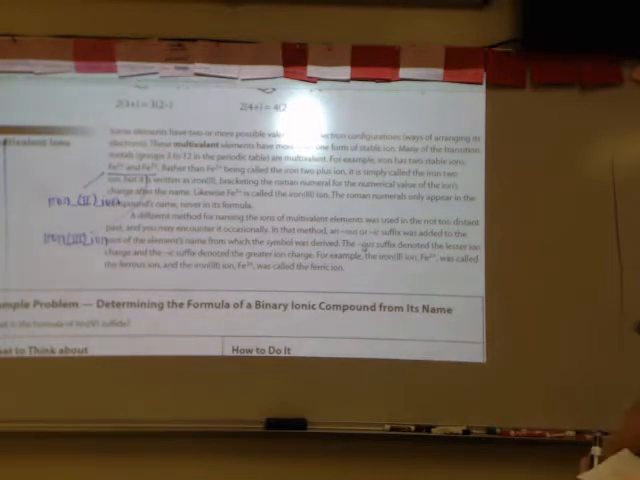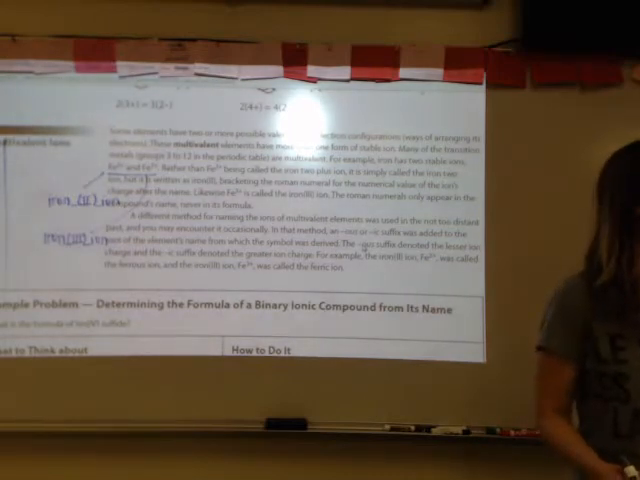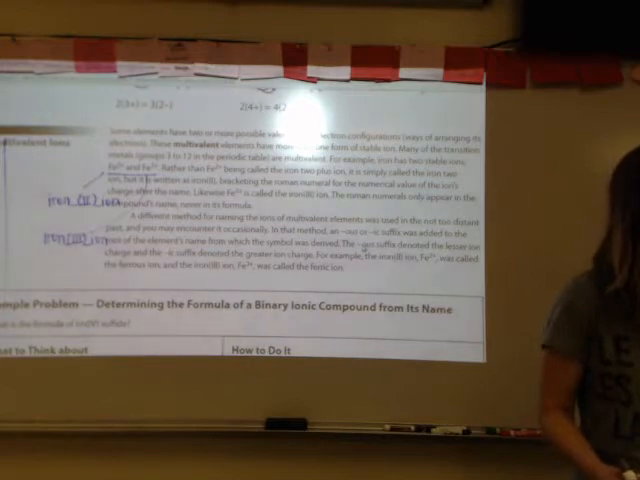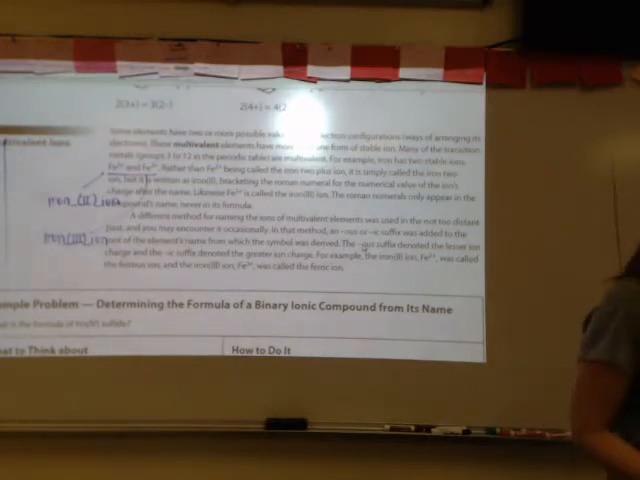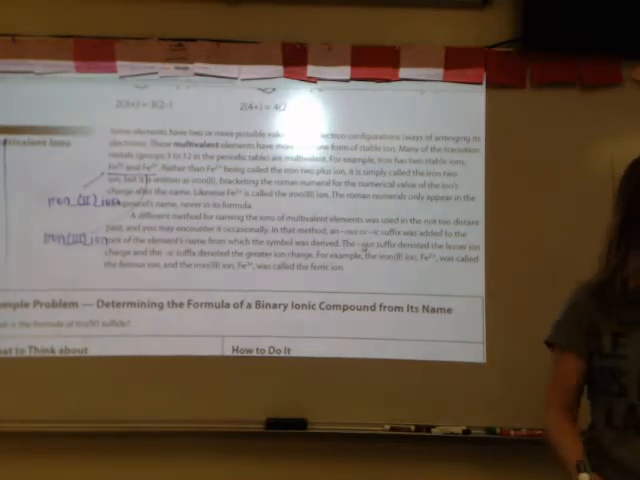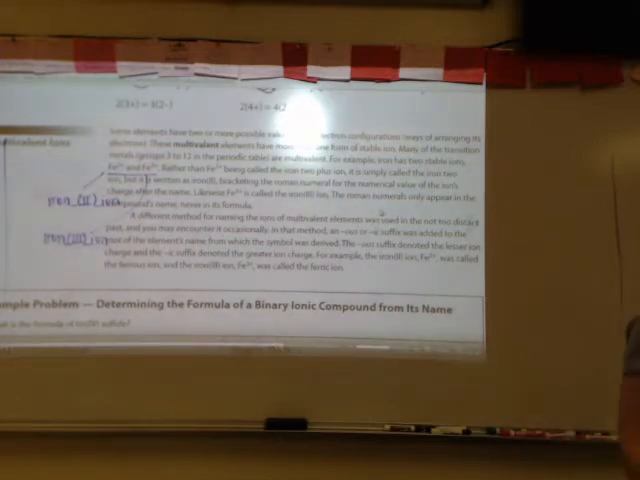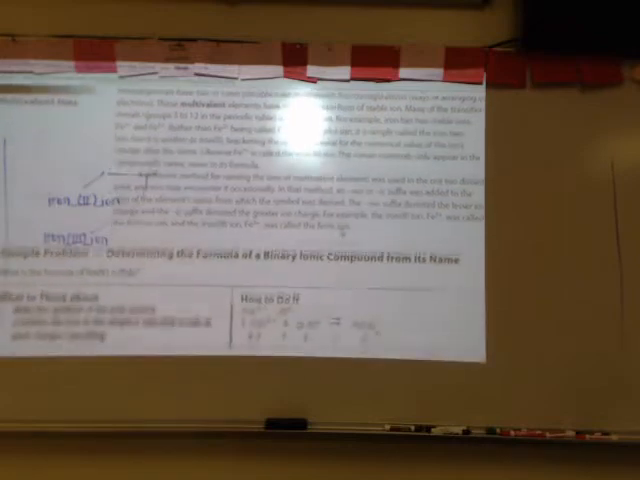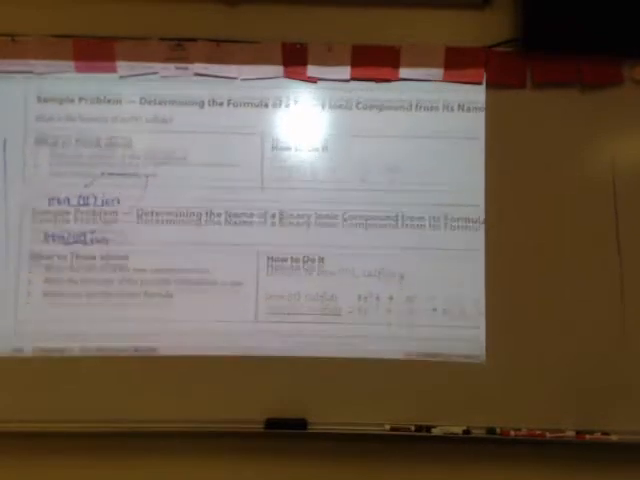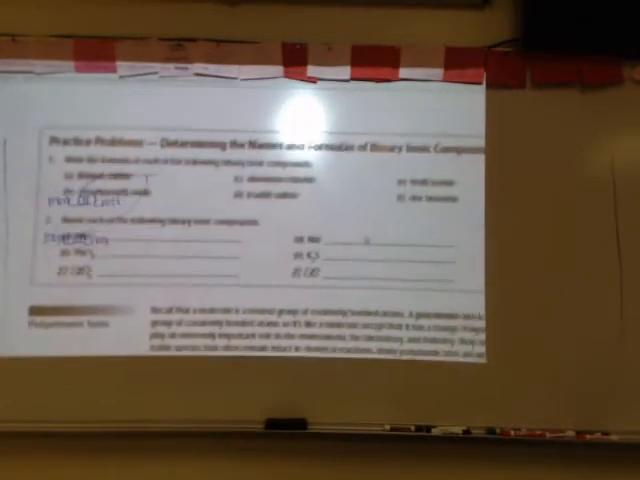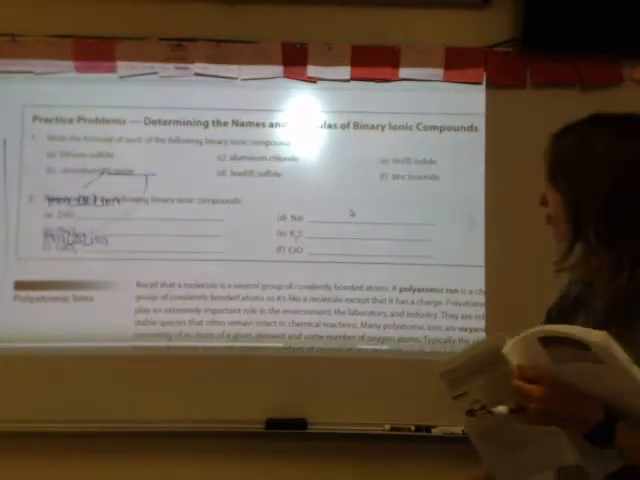We do not use Roman numerals for aluminum, zinc, silver, gallium, indium, or cadmium, nor do we use Roman numerals for any group 1 metal like lithium, sodium, potassium, rubidium, cesium, francium, nor do we use them for group 2 metals, which are beryllium, magnesium, calcium, strontium, barium, radium. Okay? Okay, now let's take a look at some practice problems on the next page.